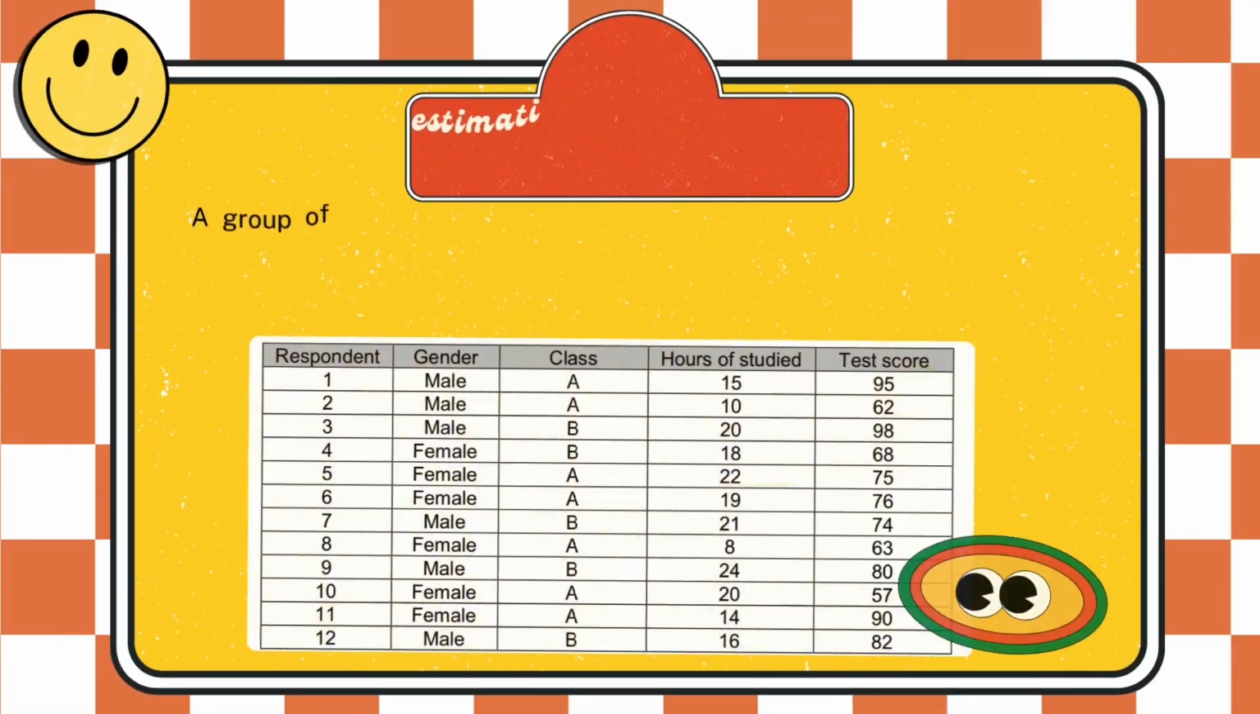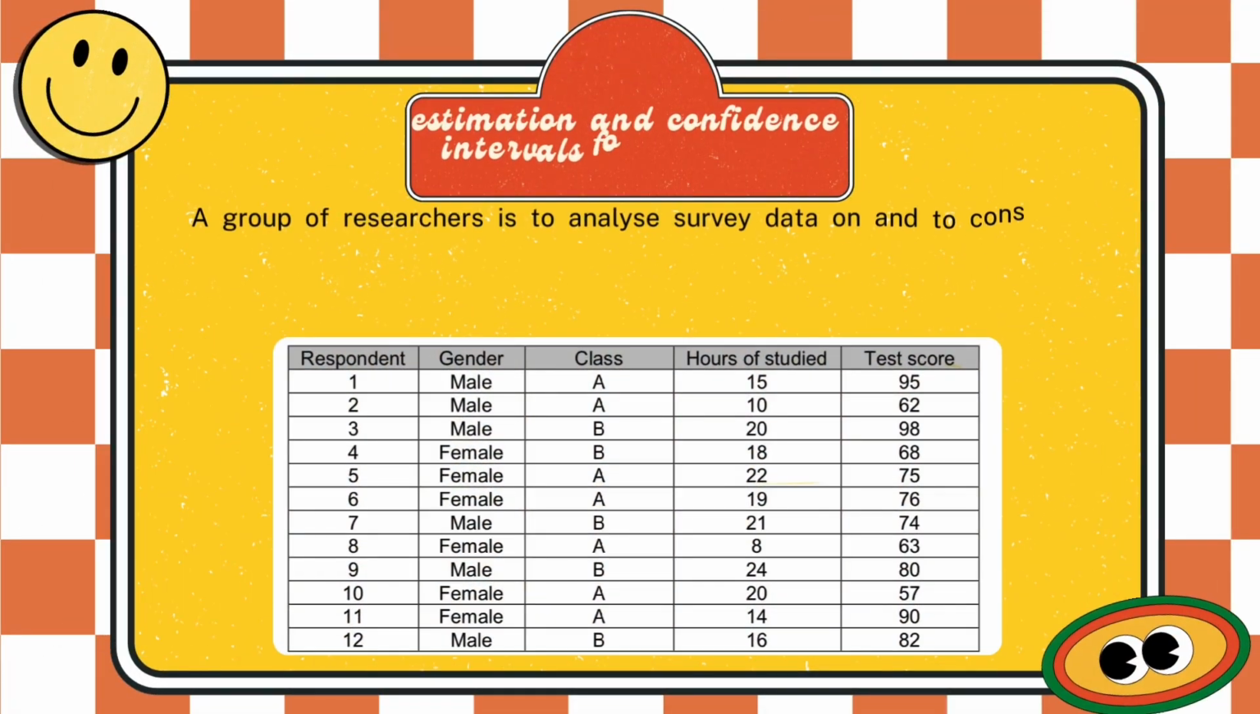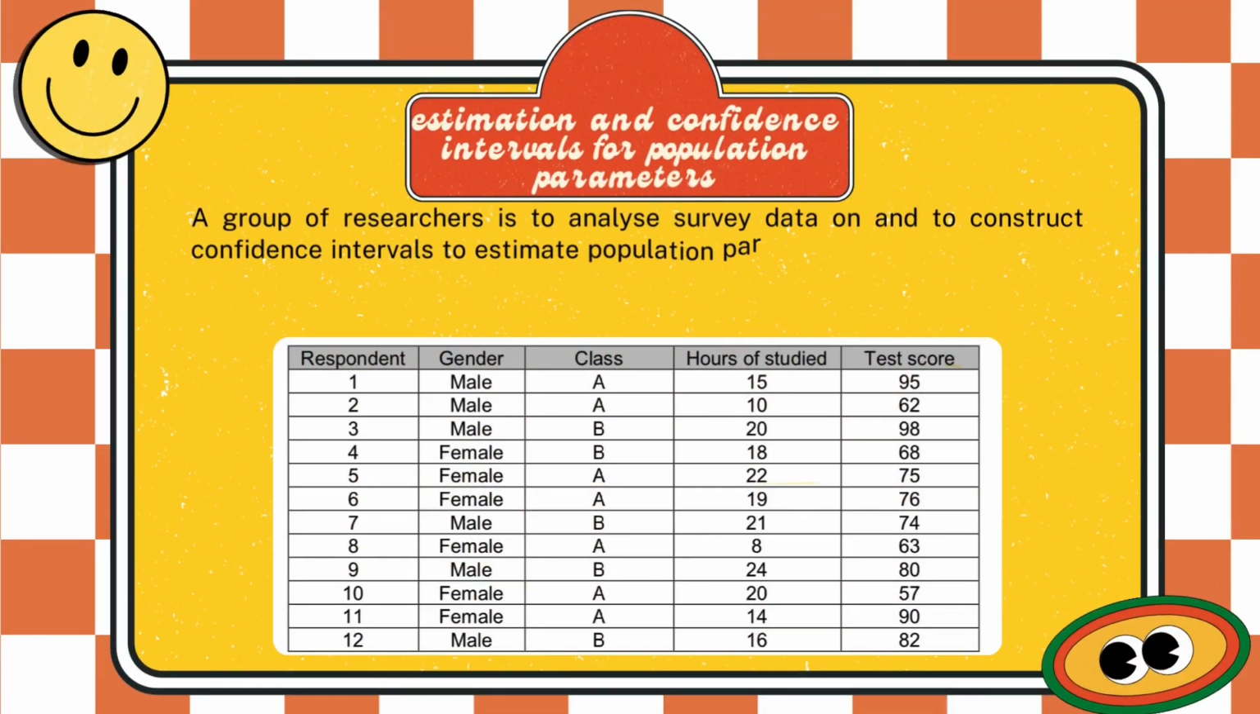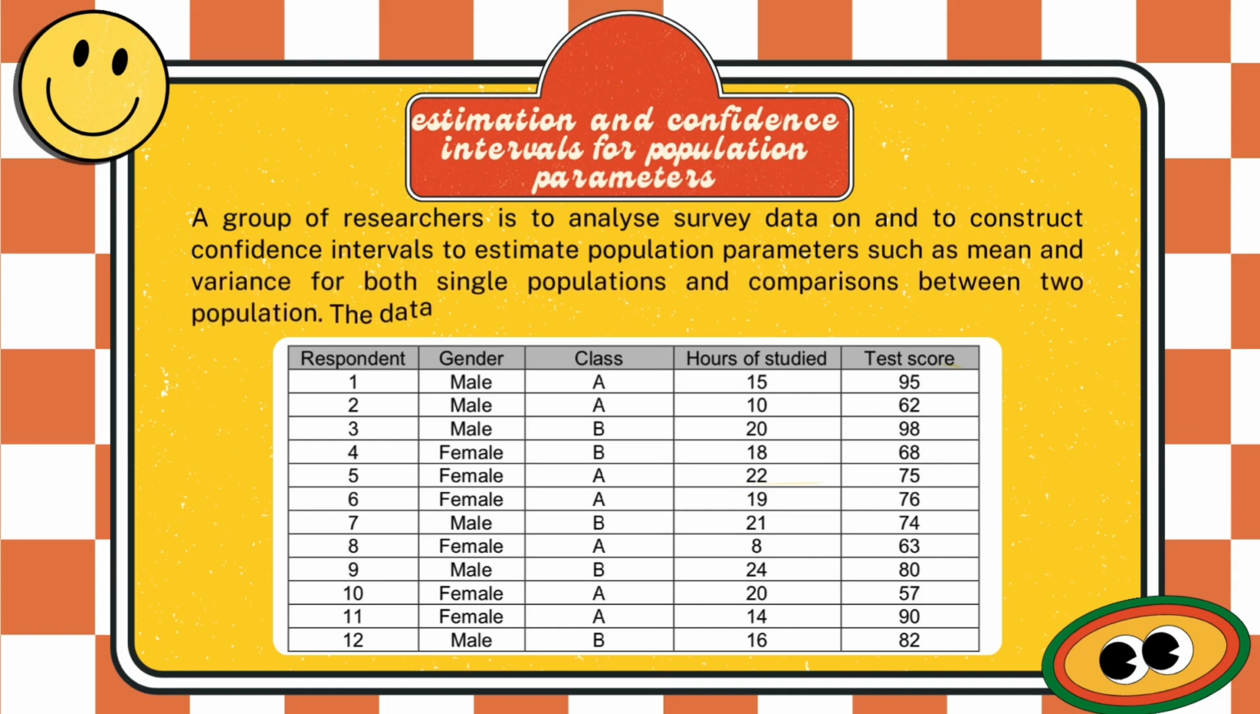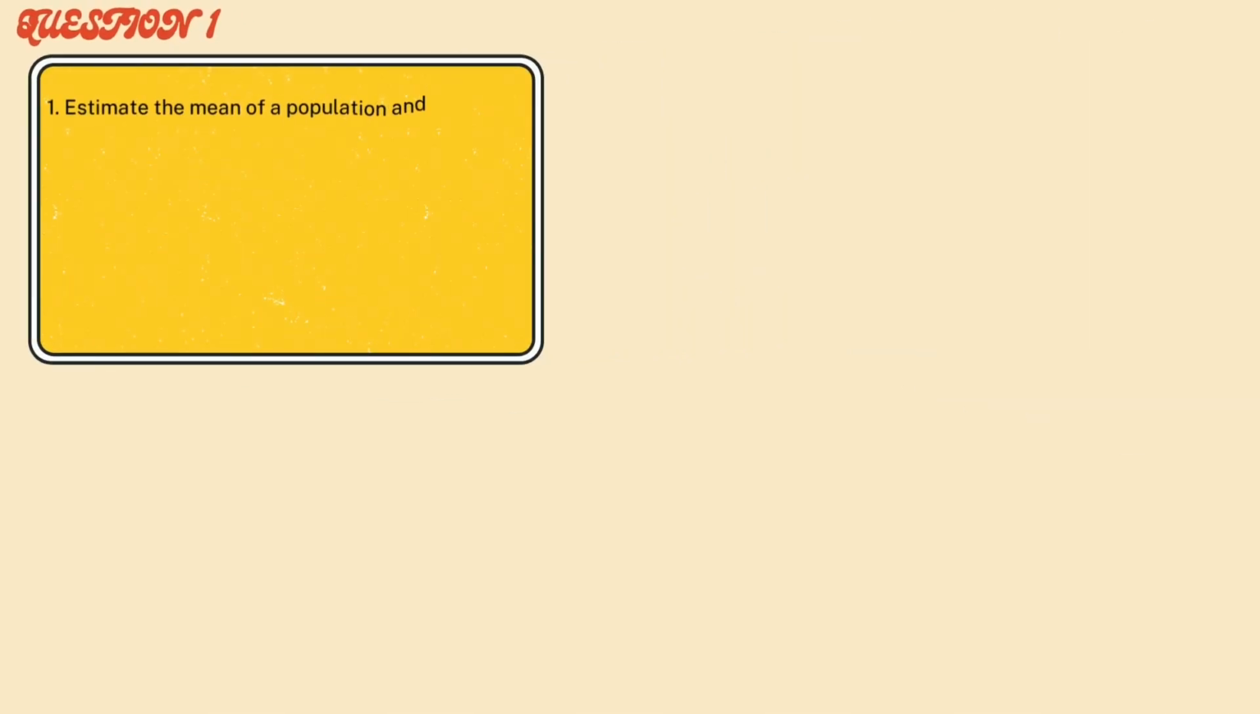The question is: a group of researchers is to analyze survey data and to construct confidence intervals to estimate population parameters, such as mean and variance for both single populations and comparisons between two populations. The data is given as follows. Question 1. Estimate the mean of a population and construct a 1 minus alpha% confidence interval for these population parameters.